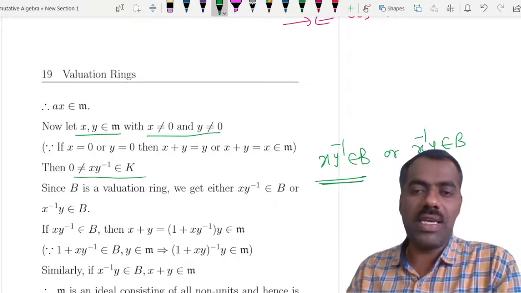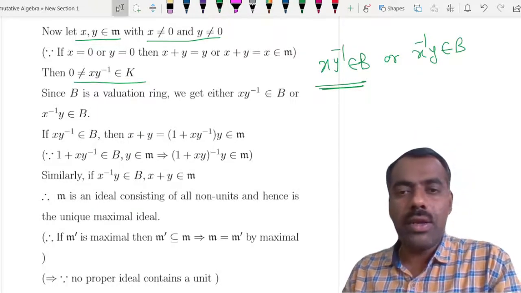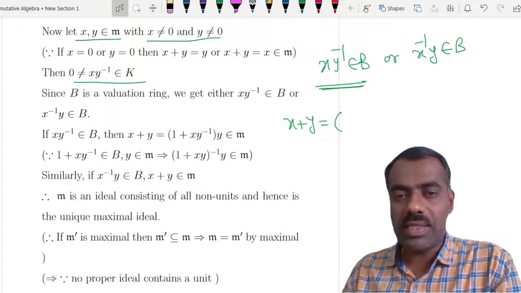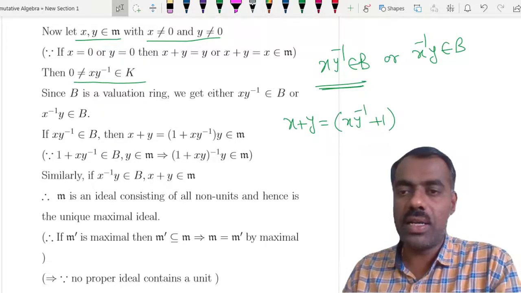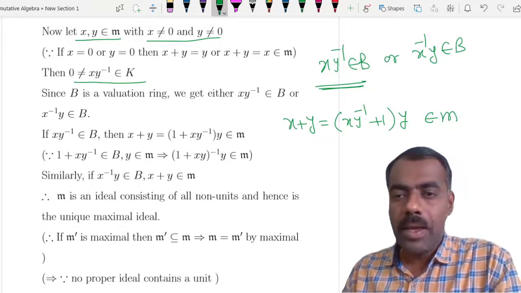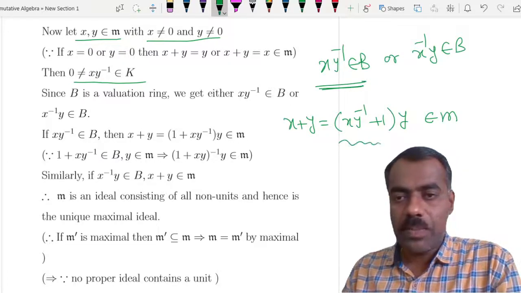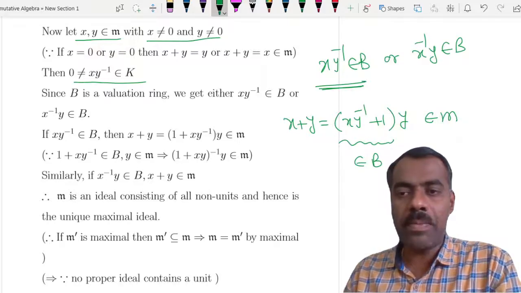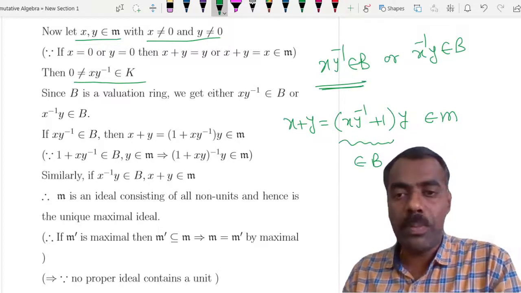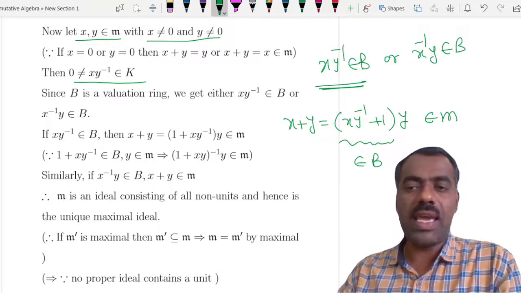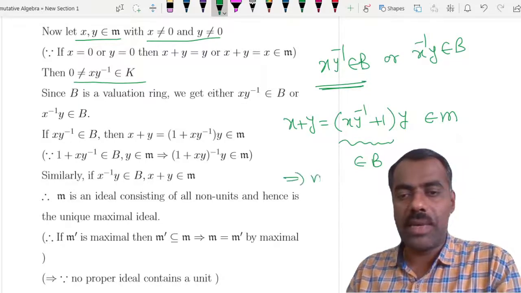Assume that XY inverse is in B. Then we can clearly write X plus Y, by taking Y outside, as (XY inverse plus 1) into Y. You can see that this is in M. Why is this in M? Because XY inverse plus 1 is in B, and Y is in M. So by the property we just proved, it belongs to M. That shows that X plus Y is in M. That means M is an ideal.